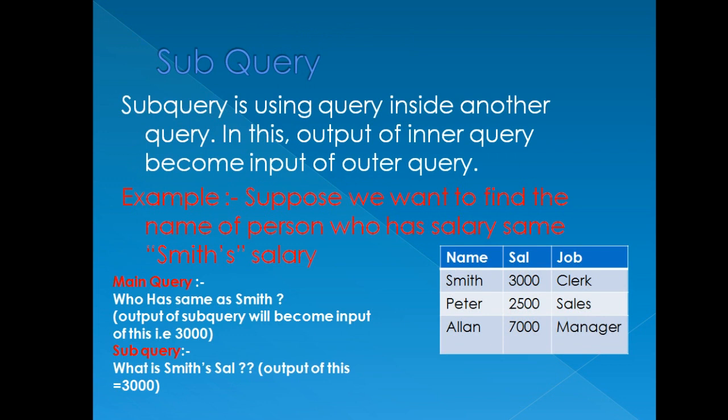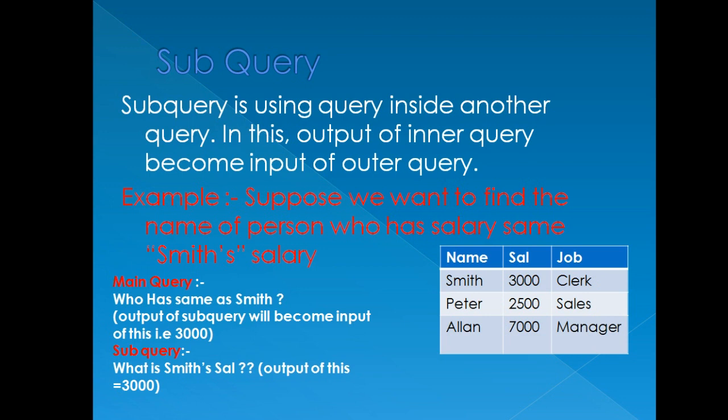Well, a subquery is using a query inside another query. In this, the output of the internal query will become the input of the external or outer query. I'll explain this with the help of an example. Suppose I want to find out the name of a person who has the same salary as Smith's salary. Now I don't know anything about that person. I have only one clue: his salary and Smith's salary are the same.